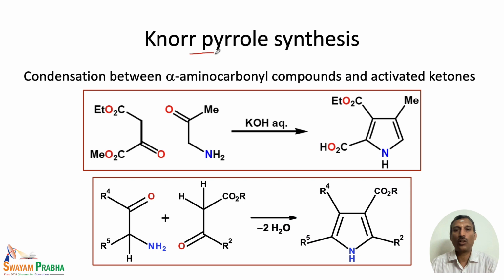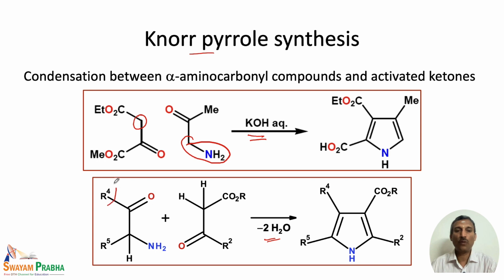Let us look at the Knorr pyrrole synthesis. So, this is a condensation reaction between an alpha amino carbonyl compound with the dicarbonyl compound. So, these are activated ketones. So, these activated ketones react with the alpha amino carbonyl compound in the presence of a strong base, and give the pyrrole derivatives. Here is another example which is shown here. So, depending on what starting material we are using, we may end up with the loss of a water molecule to give the corresponding pyrrole derivative.